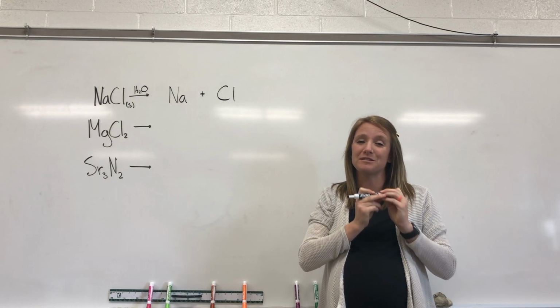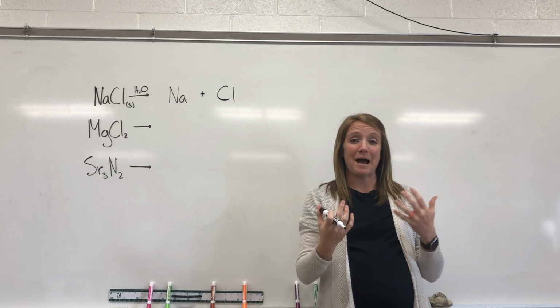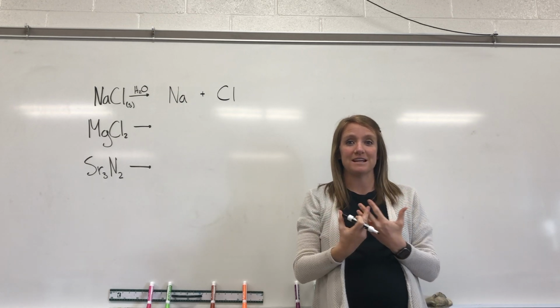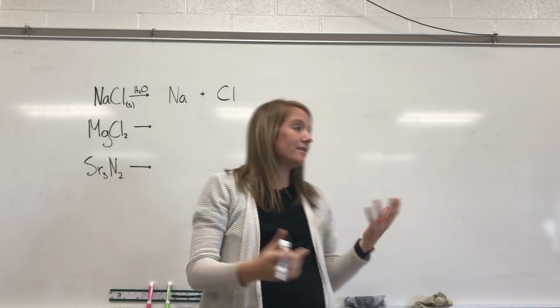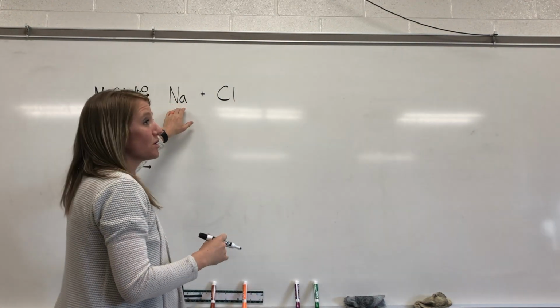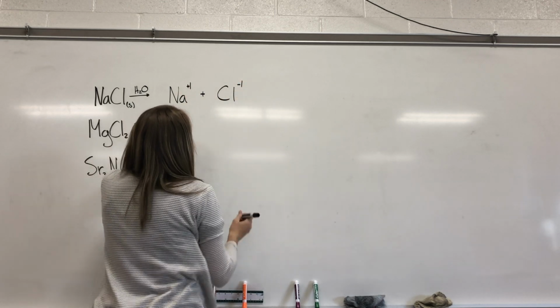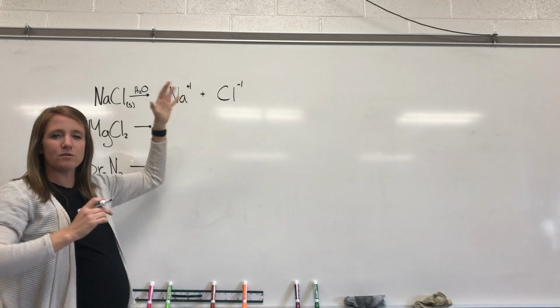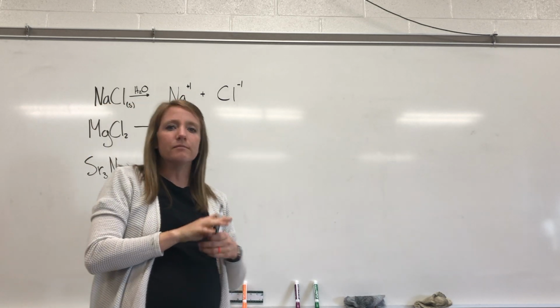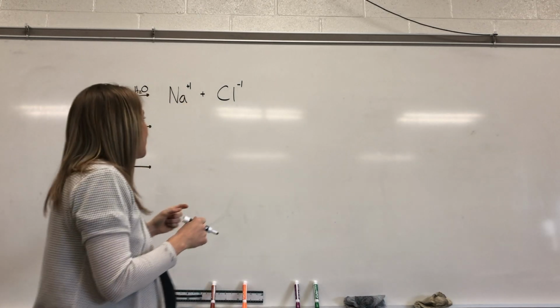Now, they don't break apart into their elements, they break apart into their ions. So this is where you have to go back to finding their charges. So you go to the periodic table, you find how many valence electrons they have, and then find their charge. So sodium has a +1 charge, and chlorine has a -1 charge. And if you need a review on how to find those charges, let me know, message me, and I can help you out with finding those charges if you've forgotten how to do that.